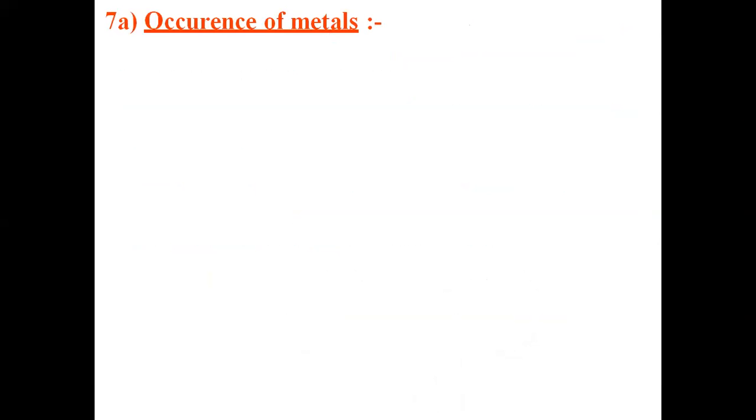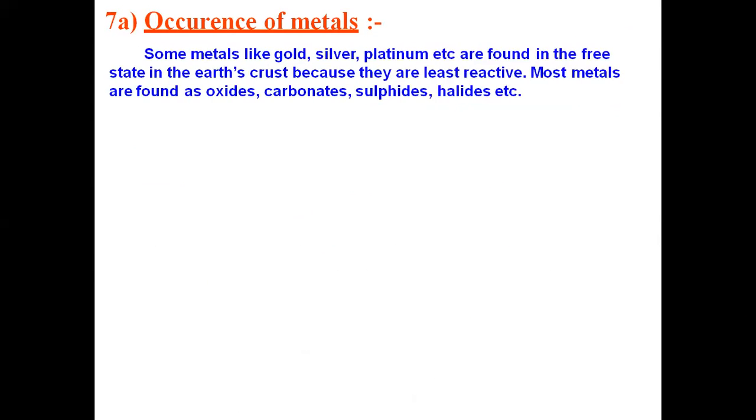Next, we have to see about the occurrence of metals. Occurrence means where do we find these metals, that is, from where we get the metal. Metals like gold, silver, platinum, the noble metals, are found in a free state in the earth's crust, because we obtain all the metals from the earth's crust by digging. Why can we get them in a free state? Because they are less reactive.